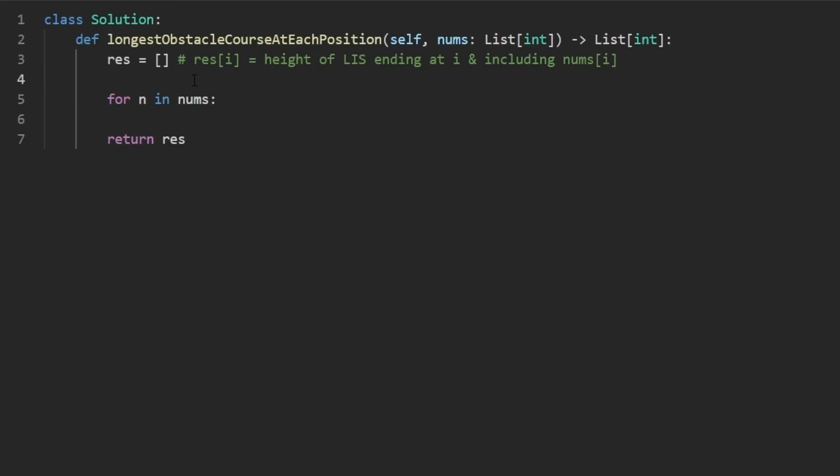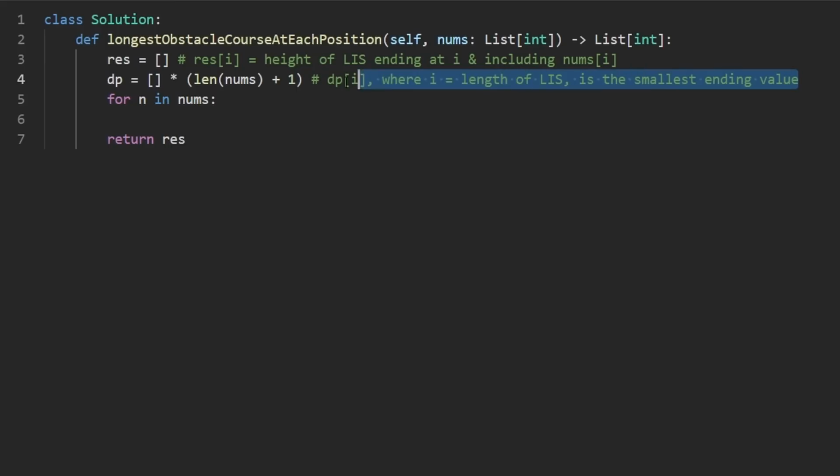But we also know we have a second array DP, which the length of it has to be the length of nums plus 1. And how we're going to be using this is the value at index I, DP at I, where I is equal to the length of the LIS is the smallest ending value. I know I didn't talk about that in the drawing explanation, and I really apologize for that, but it kind of goes back to the point that I was talking about. If you had a choice of two subsequences of the same length, you would rather choose the one with the smaller ending value. It gives you more flexibility. That's why we're doing it this way.